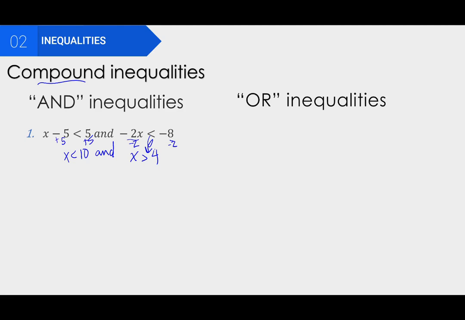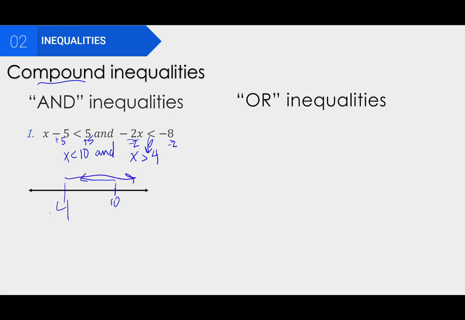So if we look at a number line, there we go. We're going to look at where x is less than 10, just drawing a little arrow, less than 10, and where x is greater than 4. Well, that was a wonky arrow, wasn't it?